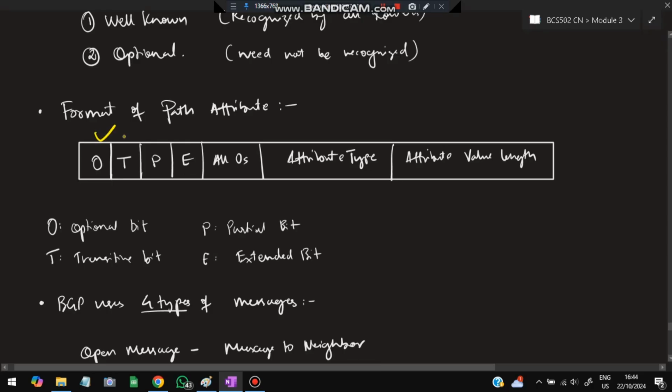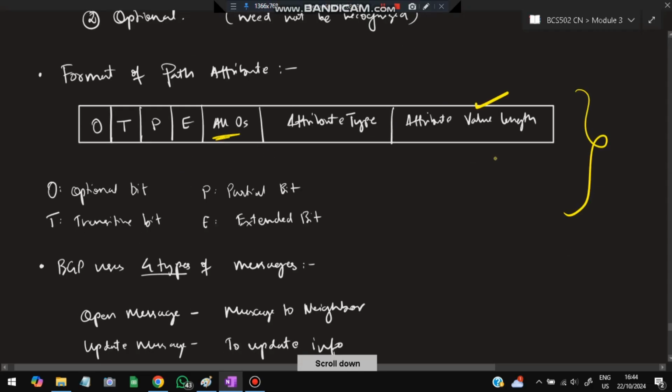Here four main things are there: O, T, P, and E. What is O? The optional bit. Is it optional or not? That bit is specified here. The partial bit has some more complex information about the partiality. And here we have the transitive bit. This transitive bit has further types, seven types, which we will discuss. And here we have the extended bit. Is the system extended with the other system or not? The attribute type and attribute value length are present based on the attributes, and in between, zeros are present. Okay, this is the format of the path attribute.